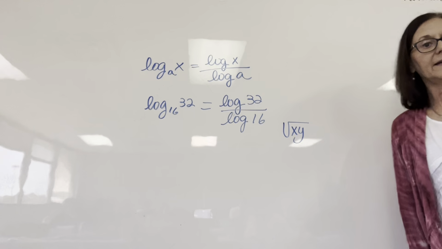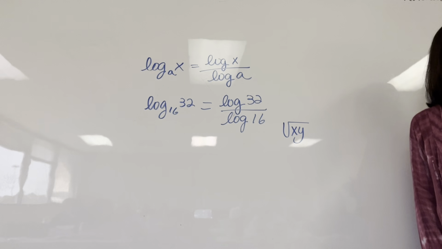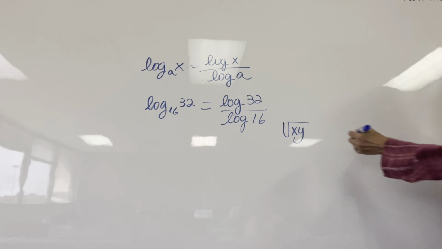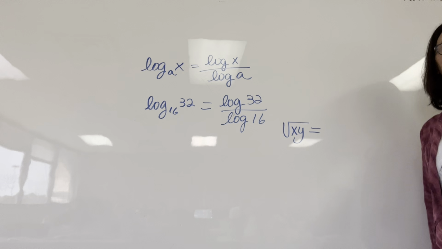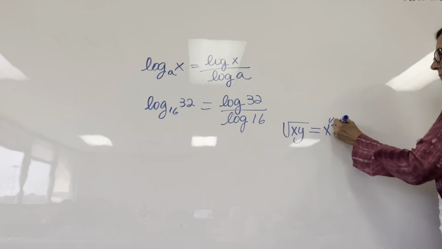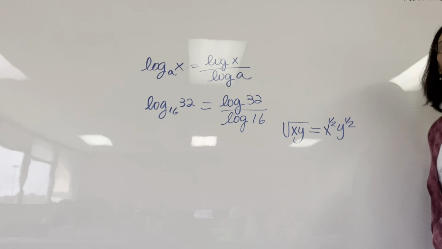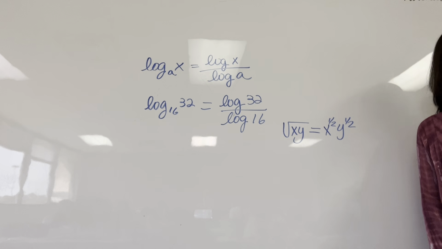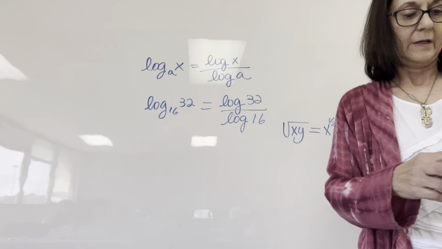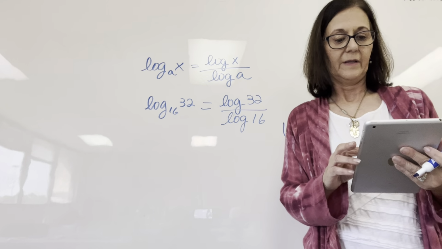How can I write that in exponential form? What is this in exponential form? X to the 1/2, y to the 1/2. Or they keep the same. Correct. X to the 1/2, y to the 1/2. All right. Let's walk through the examples.